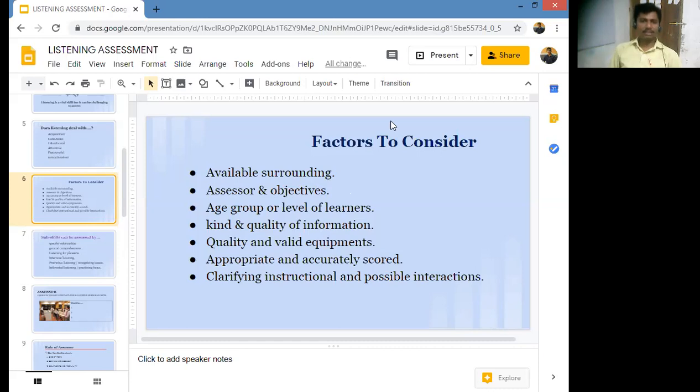We must consider, now we are on the third point, that is the age group and the level of the learners. We can't forget the age group and the level of the learners. We have to provide them opportunities for listening as per their age group, as per their level and the ability of learners.